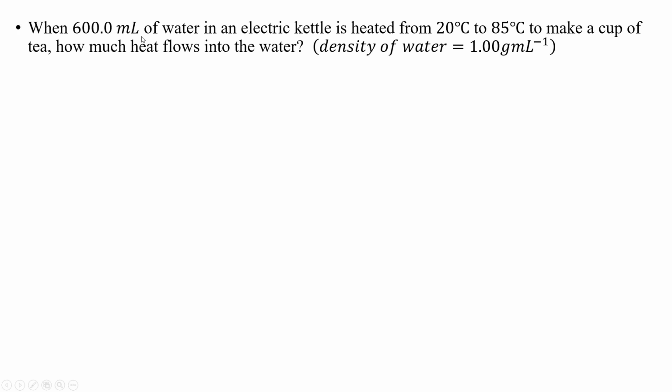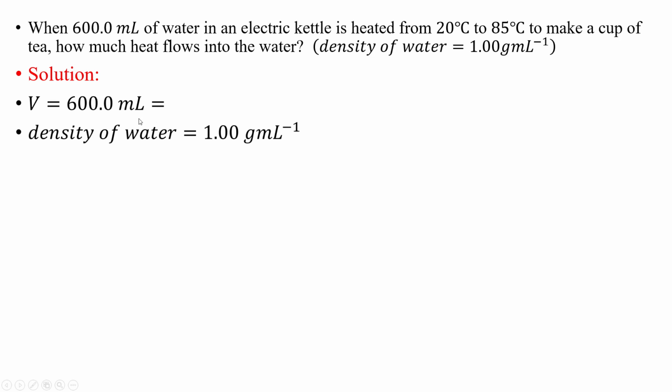Now there is another question: when 600 milliliter of water in an electric kettle is heated from 20 degrees Celsius to 85 to make a cup of tea, how much heat flows into the water? Density of water is given, that is 1.00 gram per milliliter. Keep in mind that density of water is taken as a standard, and we have studied that density of water is a constant value. So volume is given, that is 600 milliliter, and no need of conversion.